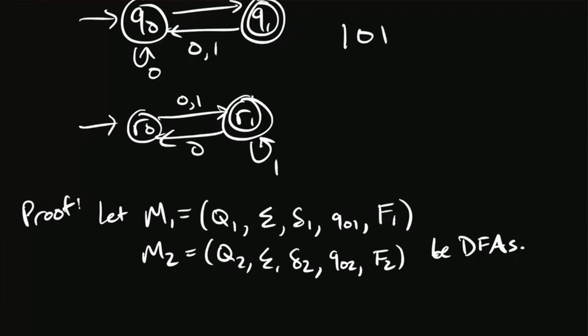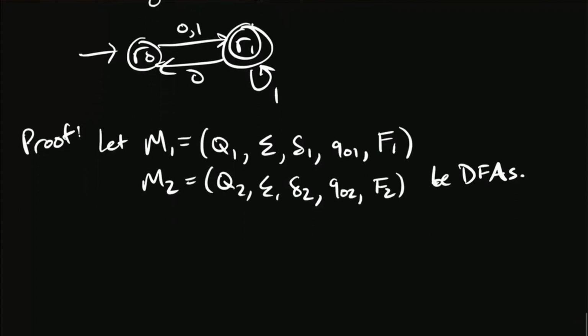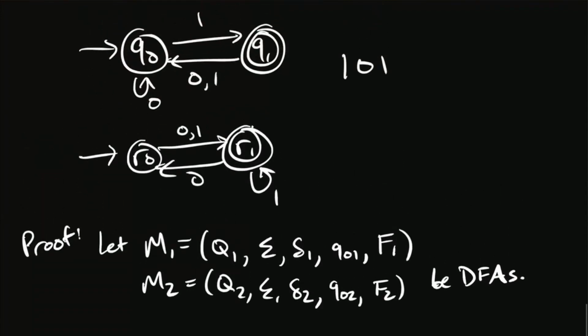Is this sufficient in terms of getting from regular language to DFAs? Yeah, because I'm picking two arbitrary DFAs here. So that corresponds to arbitrary regular languages. So if we can get a DFA for the union here, then we're all set. So what could we do?